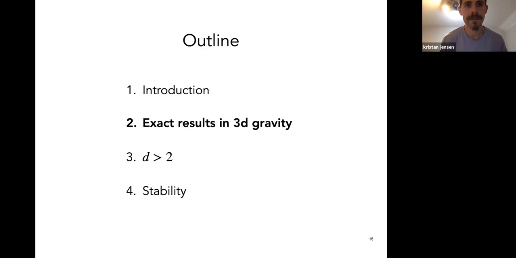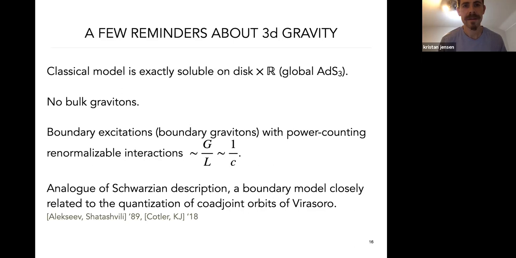Okay, so let's talk about some exact results in 3D gravity. Let me remind you of a few facts about three-dimensional gravity. It's a toy model that people have studied for years for various aspects of gravity. The classical model is exactly soluble on the disk times time, that is, for metrics that are smoothly connected to the solution to the field equations of global AdS3. The model has no propagating degrees of freedom, no bulk gravitons, because you're in less than four dimensions. However, it does have boundary excitations, commonly referred to as boundary gravitons, which have interactions that are suppressed by factors of the Newton constant in units of the AdS radius, which in examples of AdS/CFT where there really is a dual conformal field theory, is essentially 1/(central charge). So the boundary gravitons are weakly coupled at large central charge or at large AdS radius.